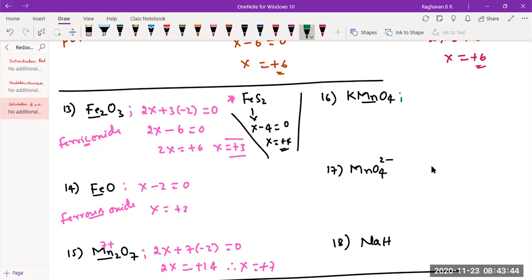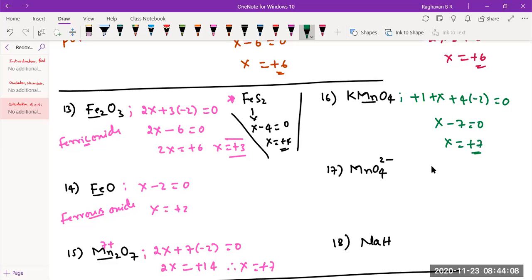In potassium permanganate, this is potassium permanganate. Plus 1, plus x, minus 2 into 8. Okay, let me write one more step. Is equal to 0. So x, this is minus 8 becomes minus 7, is equal to 0. So x is equal to plus 7.